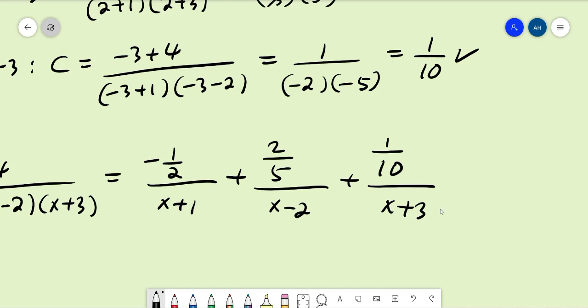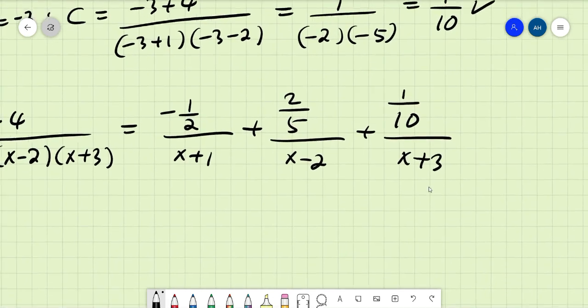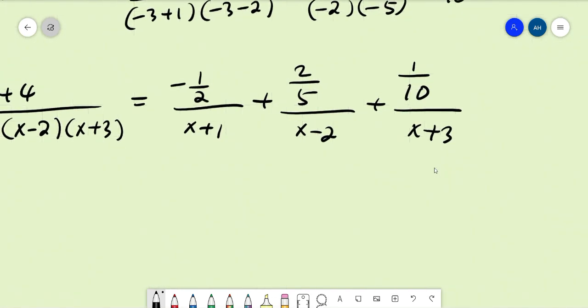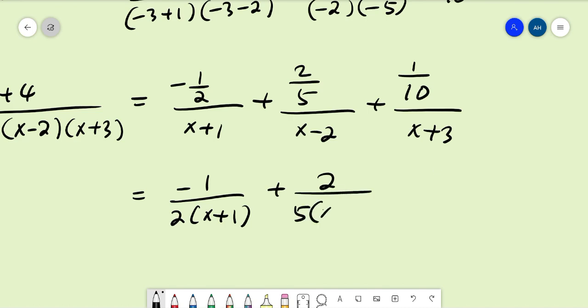Now let's rewrite or simplify our answer on the right hand side here. Therefore we can rewrite this like this. So we have negative 1 over 2 multiplied by x plus 1, plus 2 over 5 multiplied by x minus 2, and 1 over 10 multiplied by x plus 3. Now that will be the final solution for example number 2 by using the cover-up method.